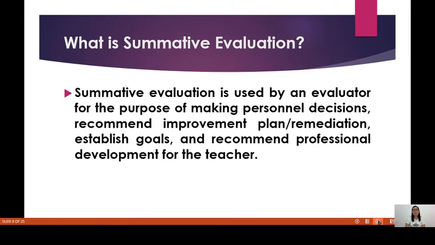What is summative evaluation? The summative evaluation is used by an evaluator for the purpose of making personnel decisions, recommending improvement, planning remediation, establishing goals, and recommending professional development for the teachers. So the summative evaluation will sum up all the necessary data gathered by the evaluator in terms of your evaluation.